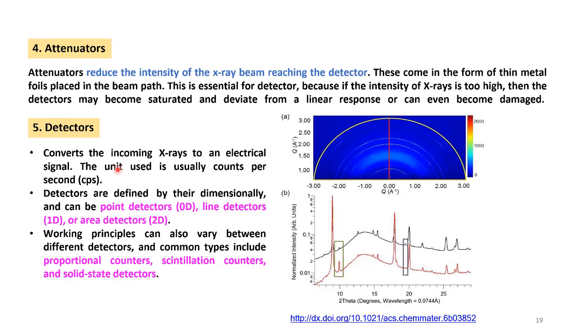Then the detector. The detector converts the incoming X-ray to an electrical signal, and the unit is usually counts per second. So here is the intensity, that is in counts per second, and here on the x-axis we have 2 theta, that is in degrees.